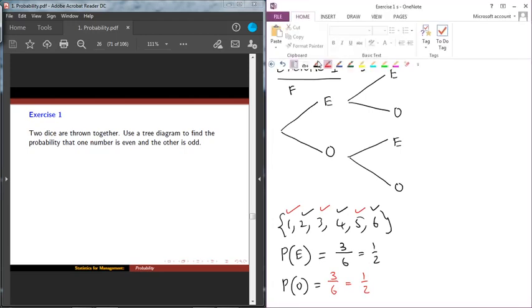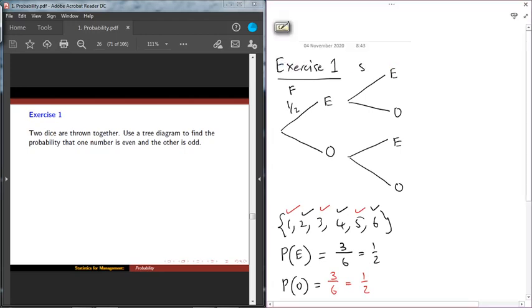So you can write the probability here. This is 1/2. Just simply write 1/2. If you feel comfortable writing this, carry on. But I would like to write the probability only so that I understand more clearly. You can see that the total is always 1. Okay, just double check. Now what they want: use a tree diagram to find the probability that one number is even and another odd.